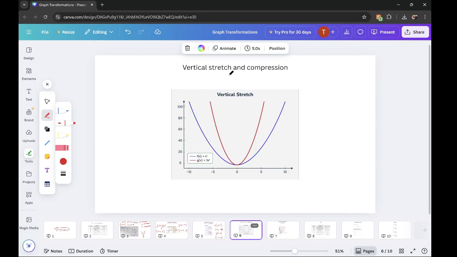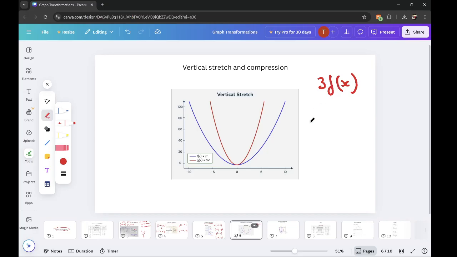Let's move on. So, vertical stretch and compression. In this graph over here, we have our original function, which is f of x is equal to x to the power of 2. This is our original function over here, the blue one. What happened here is that f of x was multiplied by 3, so it went 3 times f of x. And again, this is applied to the overall function, not specifically to the x.